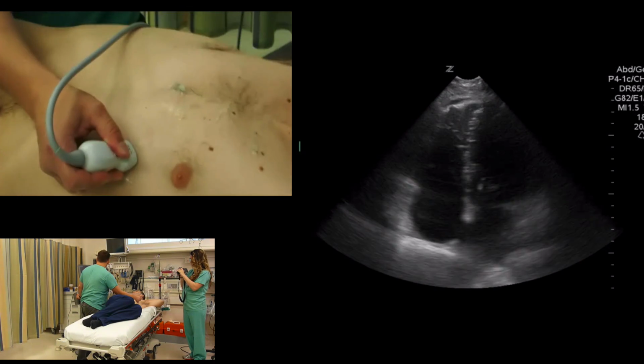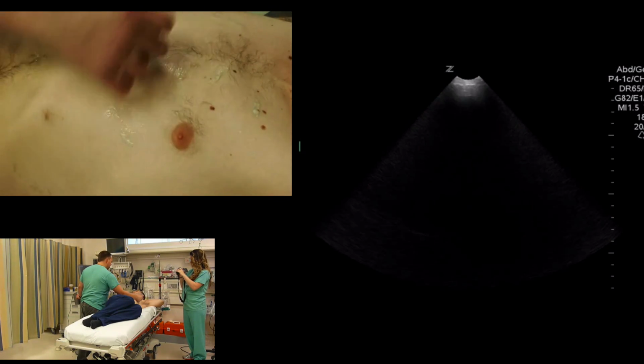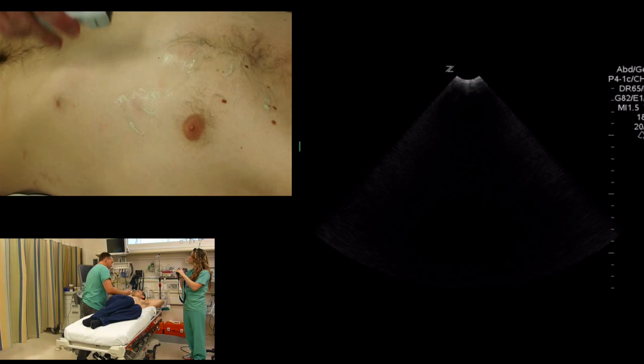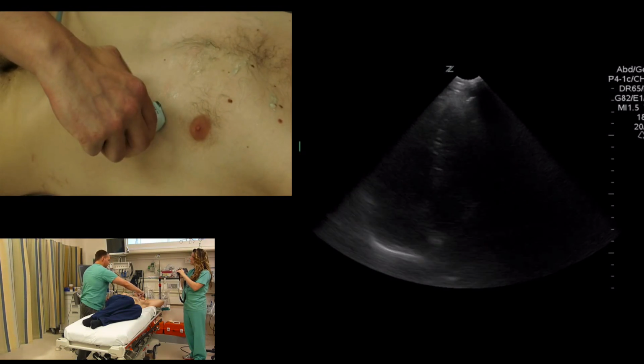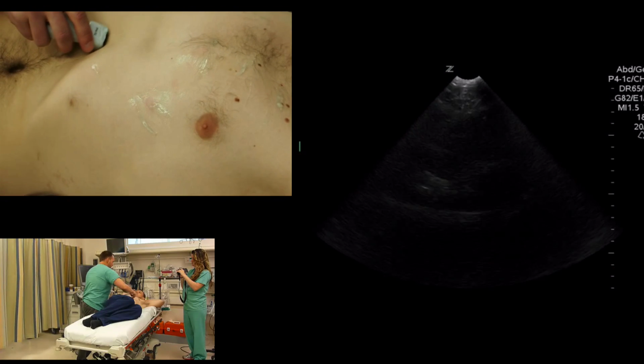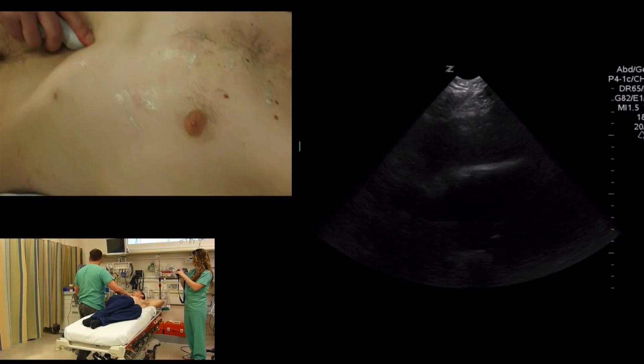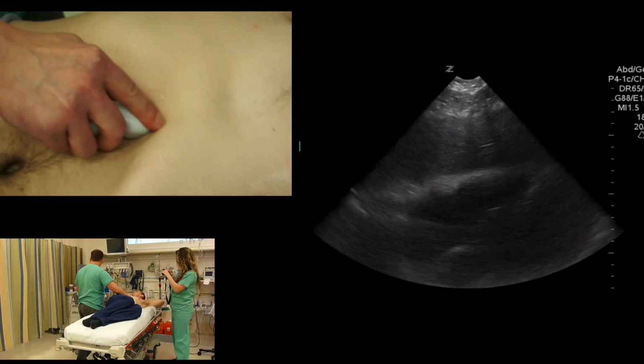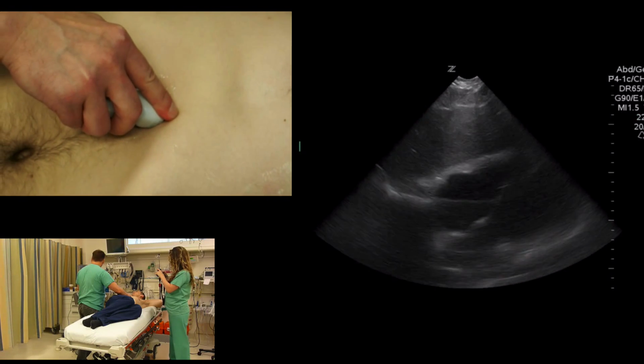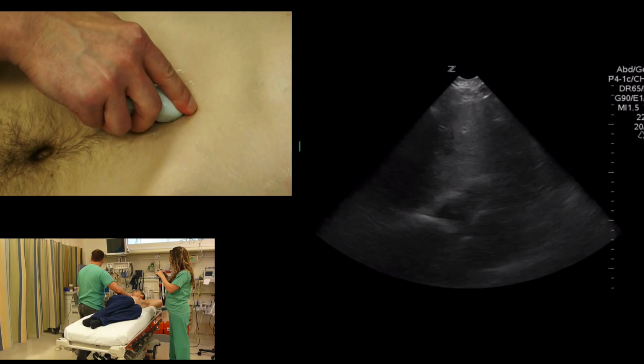We will now transition to the subxiphoid view. In this view, you place the probe just inferior to the xiphoid process in the patient. The indicator is pointing towards the patient's right side. You place your hand on the top of the probe because you have to point the ultrasound beam very anterior in the chest because that's where the heart lies.